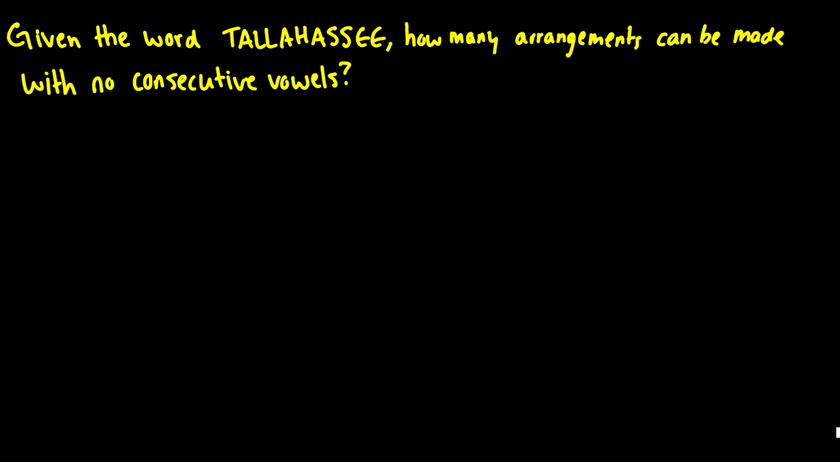Now, given the word Tallahassee, this is a little bit interesting, because we're going to combine something we learned in permutations and combinations. How many arrangements can be made with this word where there are no consecutive vowels? This is an interesting problem. So we're going to do what we did before, and list all the letters out. We're going to stack them so we know how many of each letter there are.